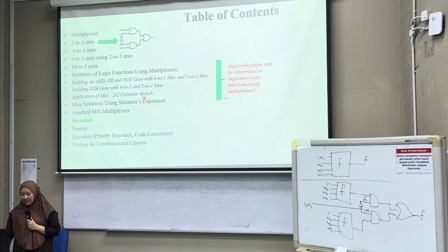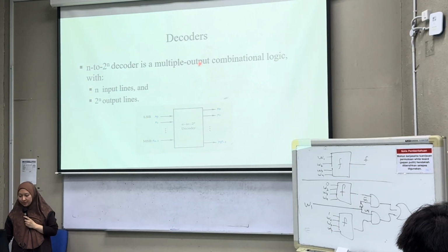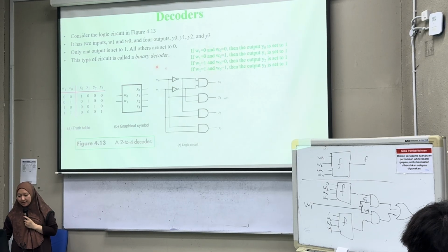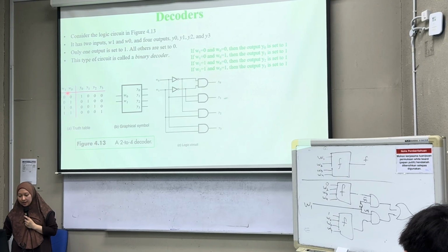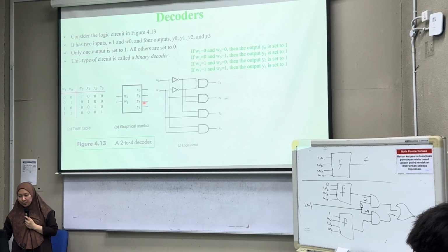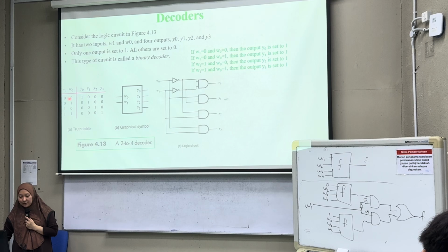Alright, decoder. Again, you've done this before, so I'll go through it very quickly. An n-to-2^n decoder is a multiple-output combinational circuit, with n input lines and 2^n output lines. So this is a binary decoder. You decode 0 0, that is y0, 0 1 for y1, 1 0 which is y2, 1 1 which is y3.